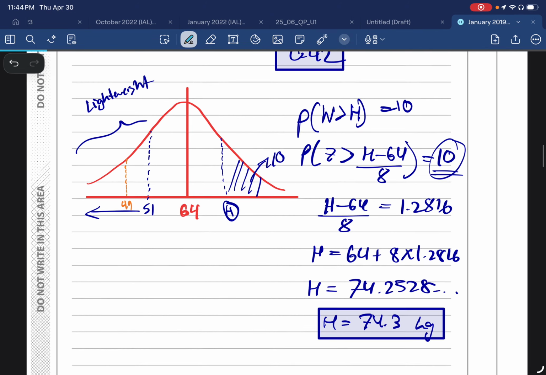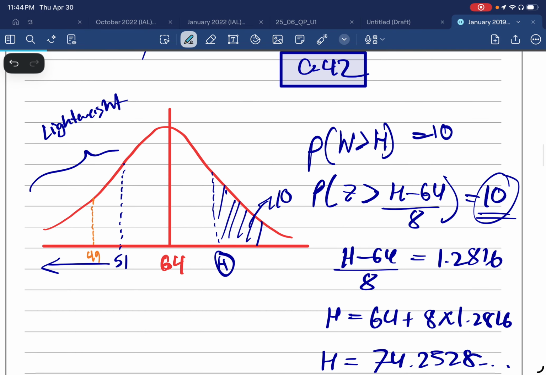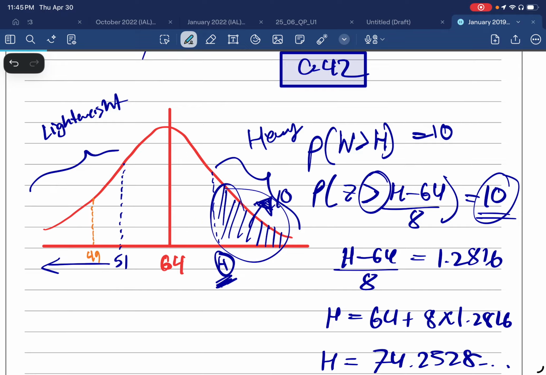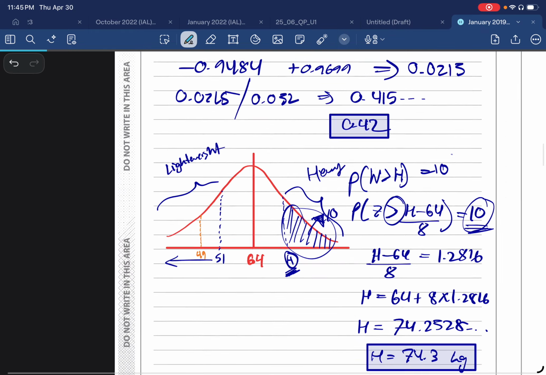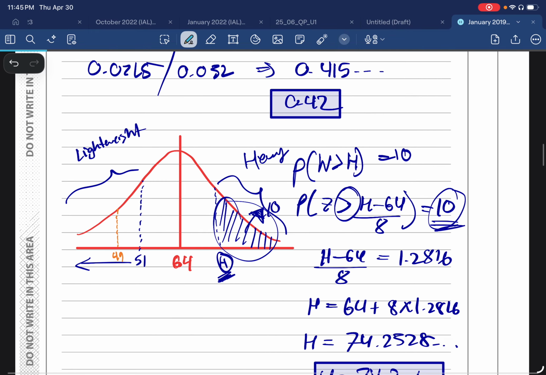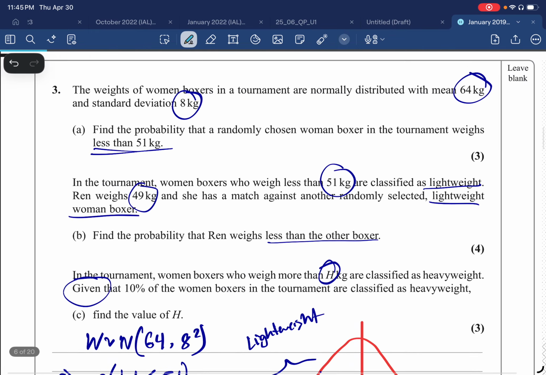There you go. So basically, they said you need to have a minimum of H to be even qualified as heavyweight, and 10% are heavyweight. That means 10% of the curve to the right is this area. So we just took this, and remember, you have to have a greater sign in order to use that little chart in your formula booklet. And that concludes question 3.